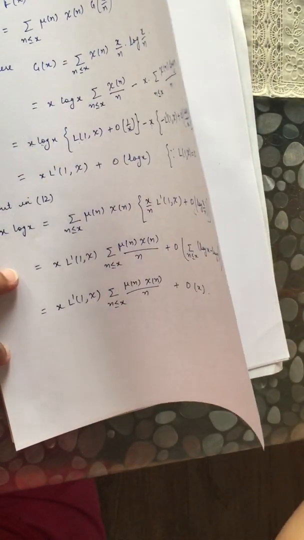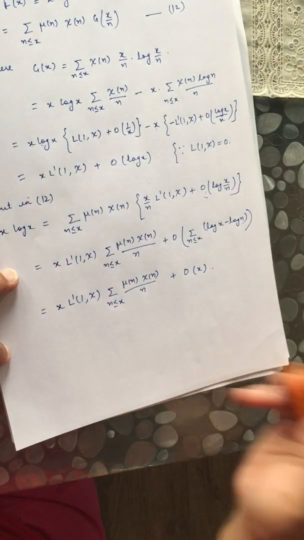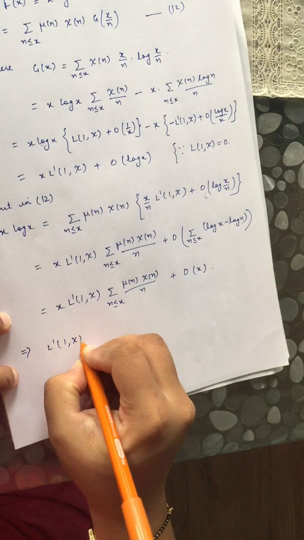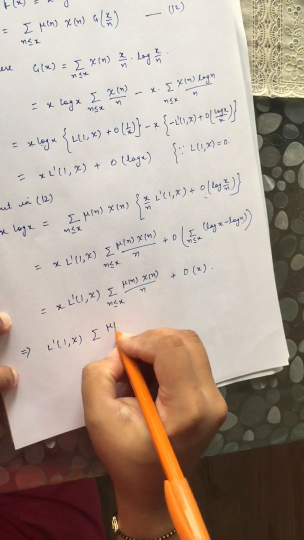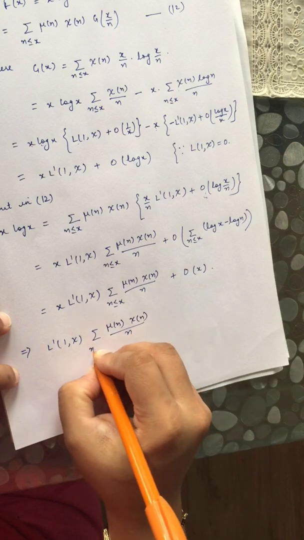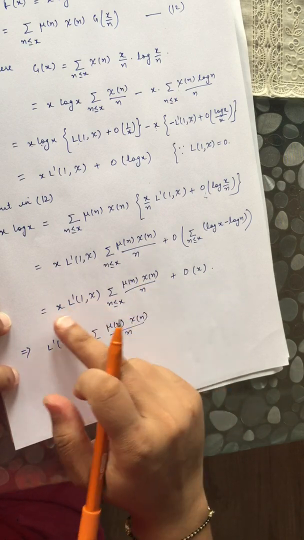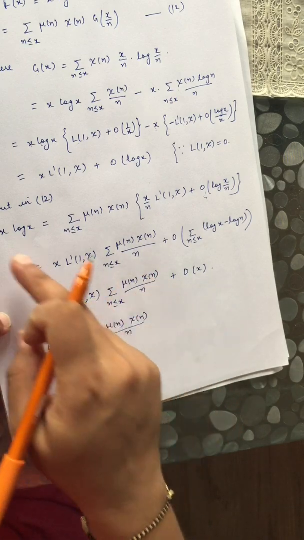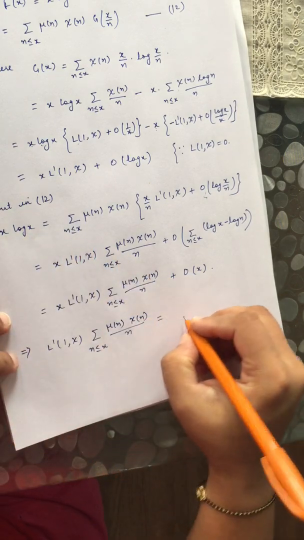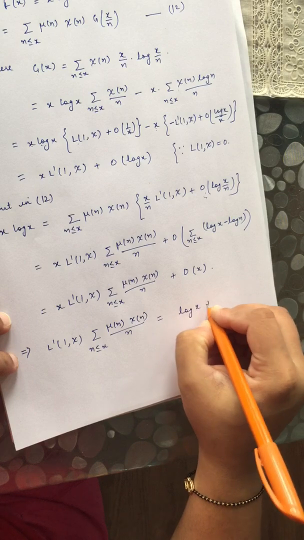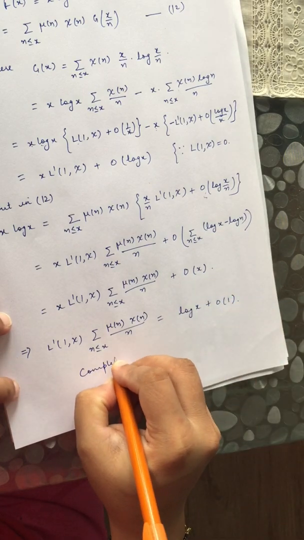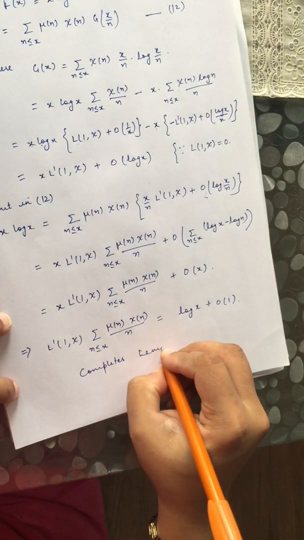So dividing by x, we will get L'(1, chi) summation mu(n) chi(n) upon n. So this term when we divide by x becomes this. x log x divided by x is just log x and this is order of 1. So this becomes log x plus order of 1. So completes lemma 5.